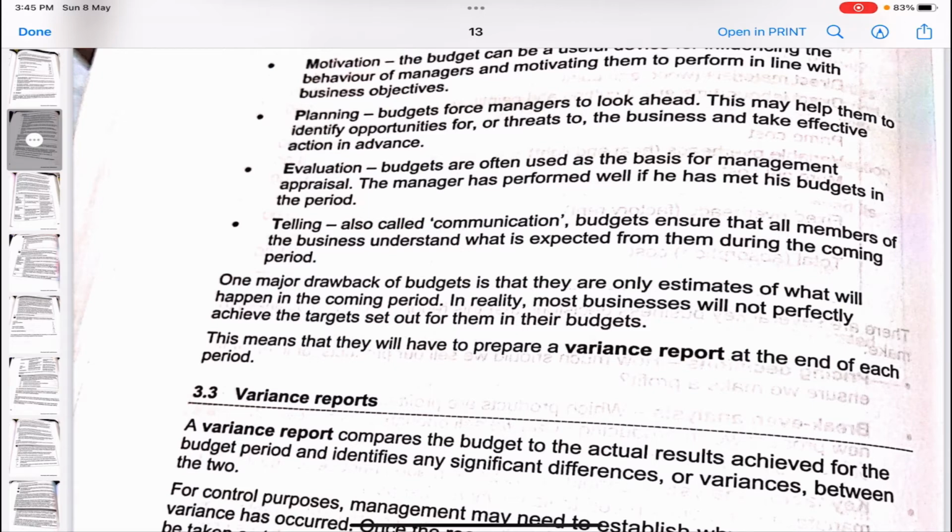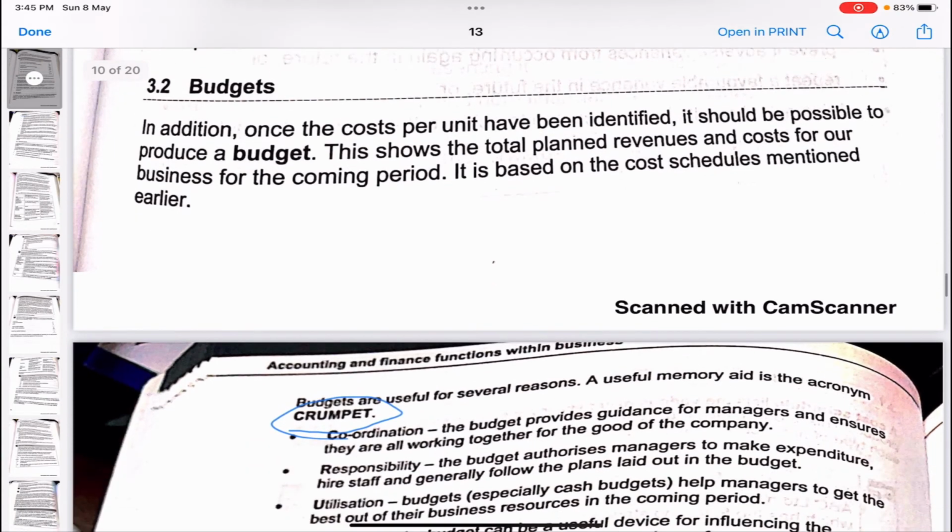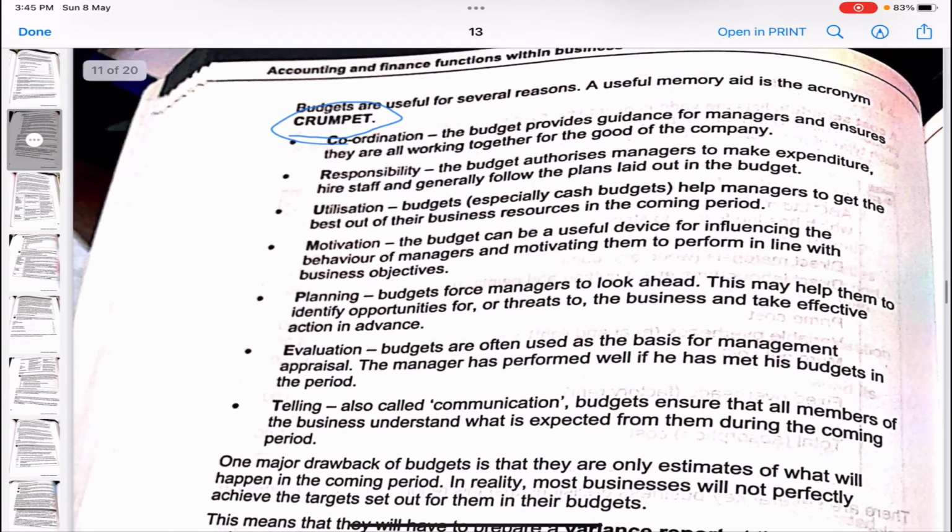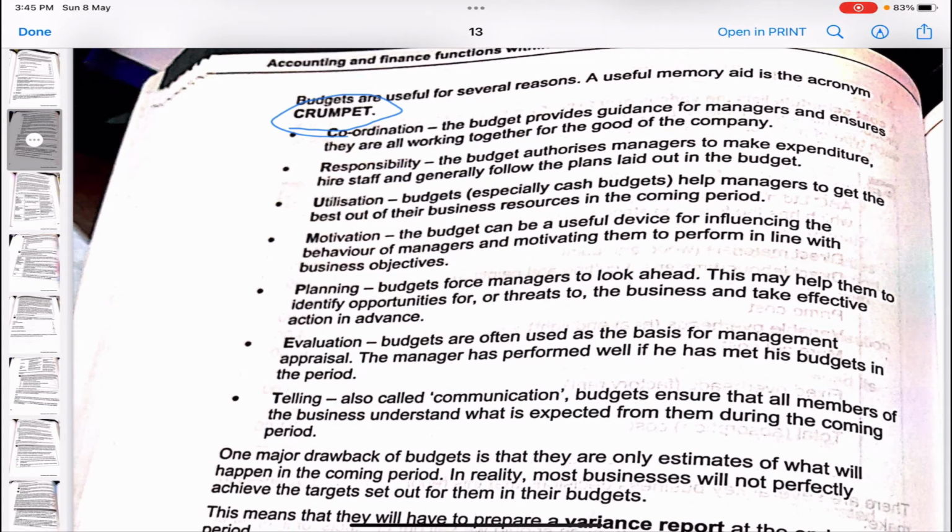But first, let's just revise what you've learned in budget. So we know that budget is basically a forecast or a planning, and it shows the total planned revenues and cost of our business. So there is CRUMPET. C is the coordination, R is the responsibility, U is the utilization, M is the motivation, P is planning, E is evaluation, T is telling.